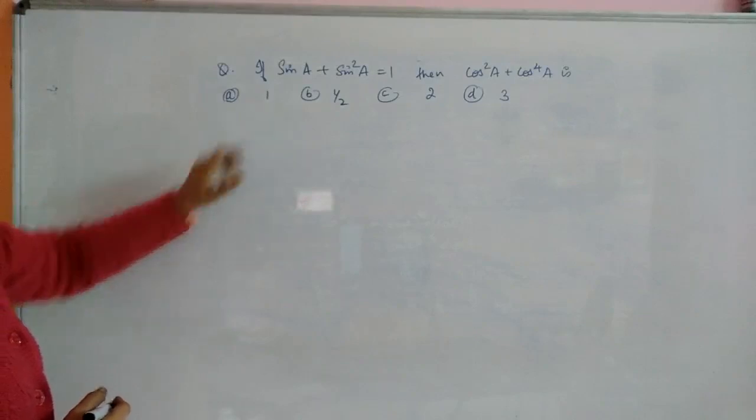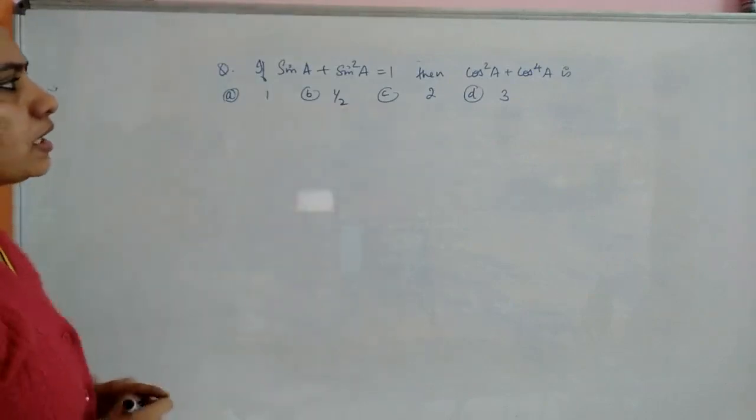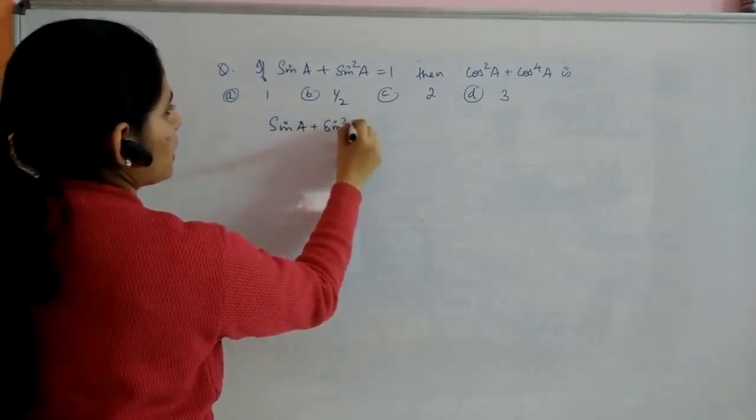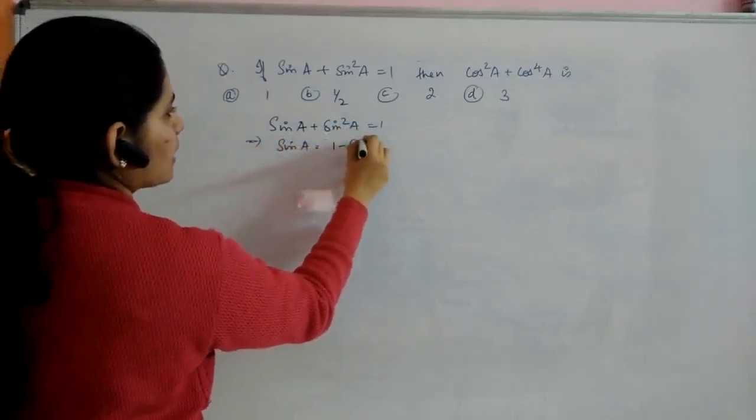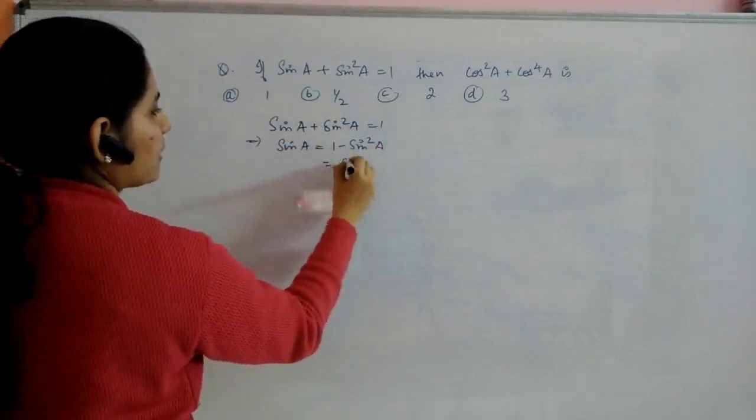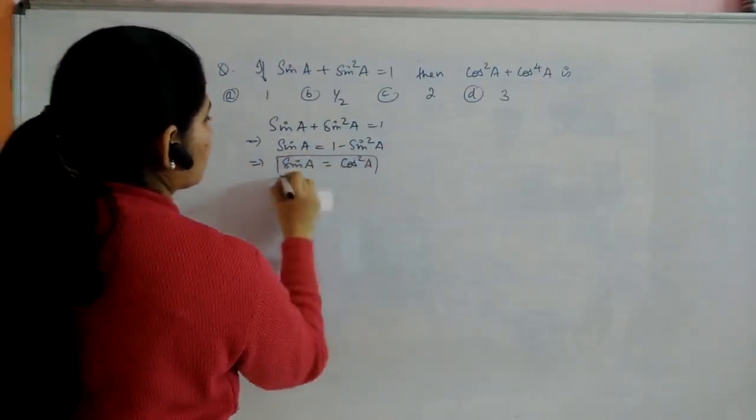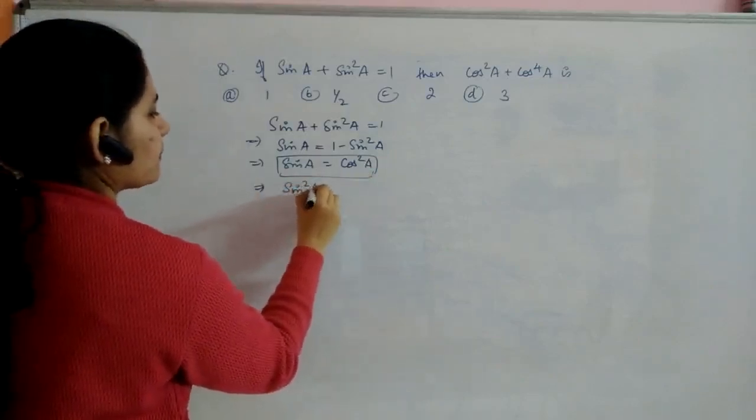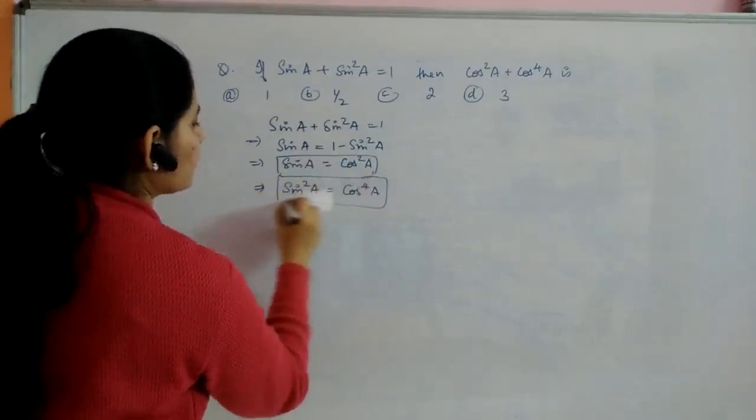The question is, if sin A plus sin square A is 1, then cos square A plus cos raised to 4A is what? You have been given 4 options. Now how will you start? Start with the given concept. Sin A plus sin square A is equal to 1 will give you sin A is equal to 1 minus sin square A. What is 1 minus sin square A? Cos square A, right? So this is what you are getting. If sin A is cos square A, what will be sin square A? It will be the whole square of this. So this will give you cos raised to 4A. Okay.